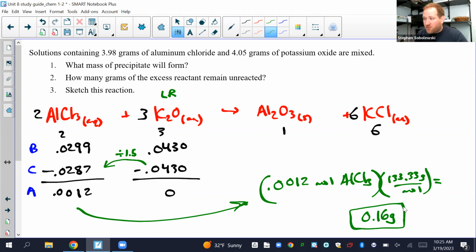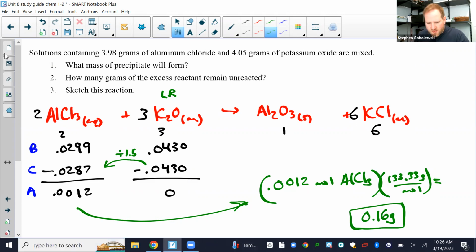Even though the problem said 3, the amount of moles left unreacted had 2 sig figs. So I do 2 sig figs times that, 2 sig figs. Okay. And let's do our final part. I'm going to once again clone this page so I can keep this nice and orderly.